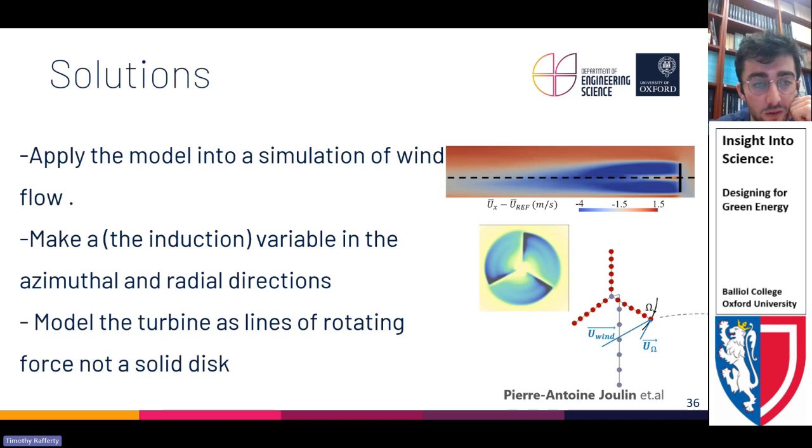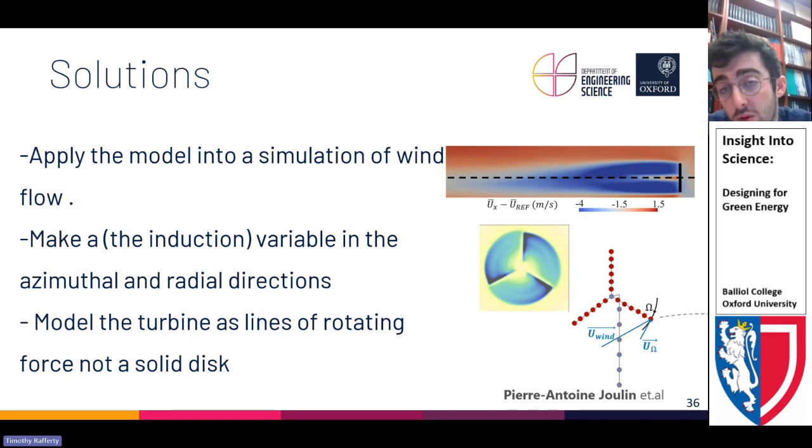And we can make it variable in the azimuth, so that's theta, the turning theta, and the radial, so that's out from the center outwards. In those directions, we can start to vary this induction. And we then start to describe it in terms of lift and drag, and how the aerofoils which make up a blade have a certain lift and a certain drag, and how varying their angle will impact this induction factor.